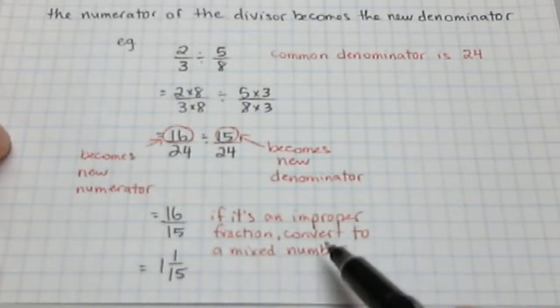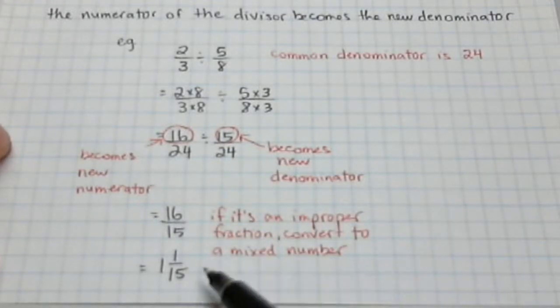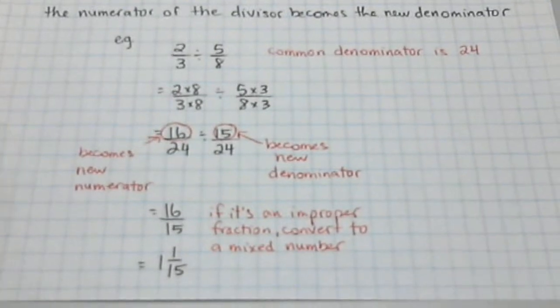And remember that if it's an improper fraction, you have to convert to a mixed number, which means that my final answer is 1 1/15. Okay, so that's the method of using the common denominator. So let's just go over some practice.